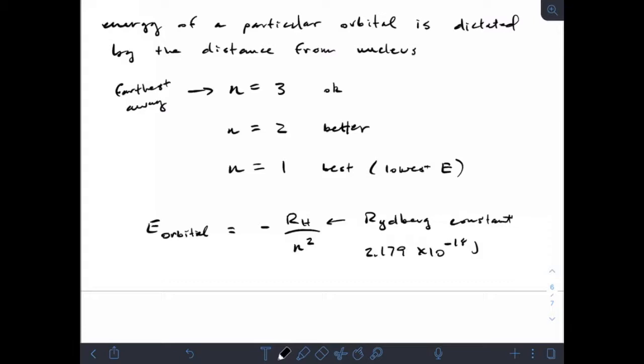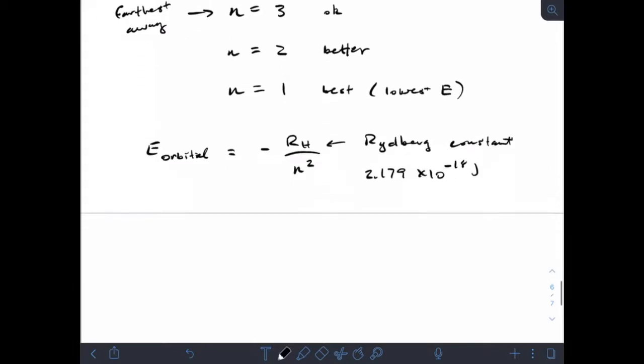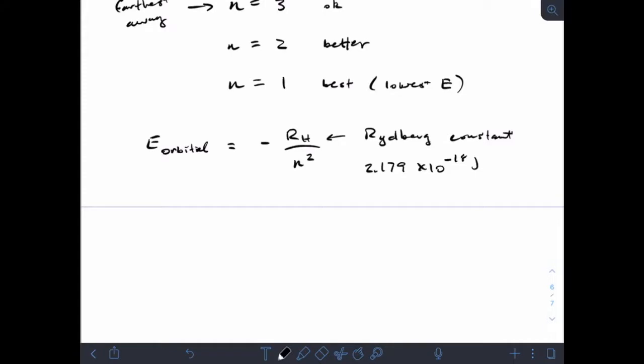Okay, and again, just to calm your minds, I do not expect students to memorize constants. If I ask you to do this type of problem on a test, I will give you the value of the Rydberg constant. Okay, so for n equals 1, the energy of that orbital is negative RH over 1 squared. We just take the value for n, plug it into the equation, and we can calculate that energy.